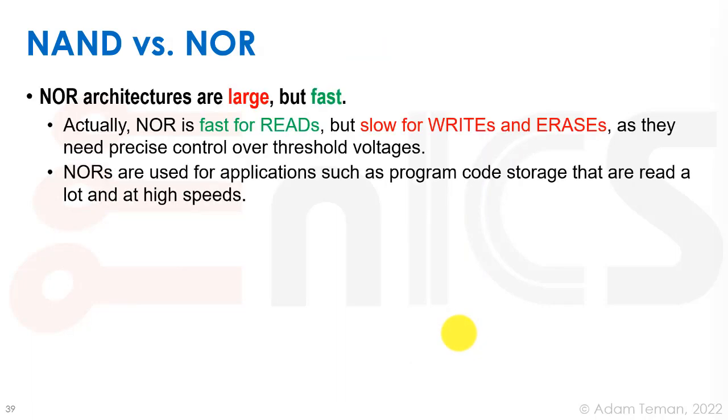When we look at NAND versus NOR, the architectures are large but fast. In fact, NOR is really fast for reads but slow for writes and erases, because they need this precise control over the threshold voltages, which is harder to do. So NORs are used for applications such as program code storage that are read a lot and at high speeds. In other words, your types of boot ROMs and so forth will be NOR flashes. But really NOR flash is kind of a niche application nowadays. It's made by very few companies and usually in small sizes.